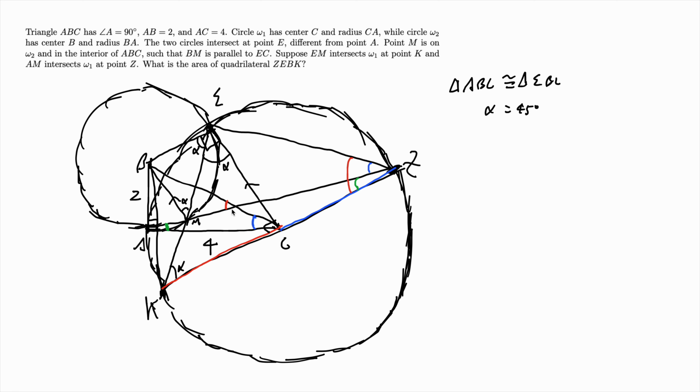Now let's look more closely at the red one. And I was actually very happy when I saw this because there's one thing that I really wanted to use, and that's the radical axis. So we know that AE is the radical axis of omega sub 1 and omega sub 2. That means BC and AE are perpendicular to each other like this.